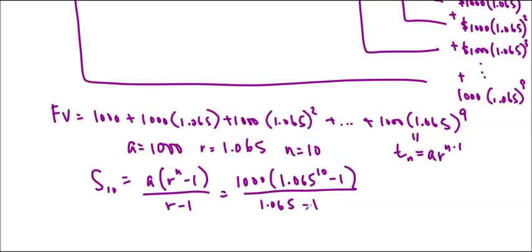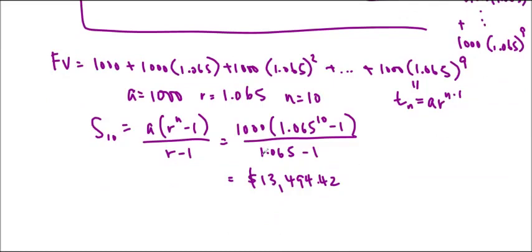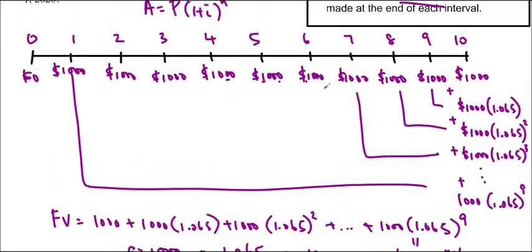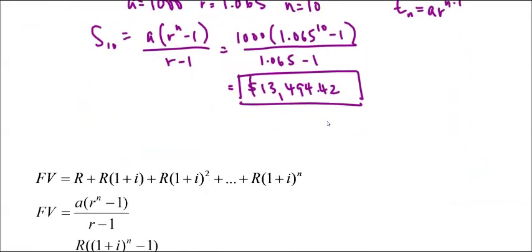So the answer, if we type that all into our calculator, is going to end up being $13,494.42. Now, this is a little bit of an annoying thing to have to figure out every single time and make this huge timeline. So, of course, we do want to find a formula for it.